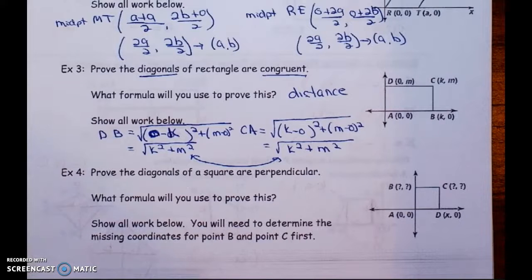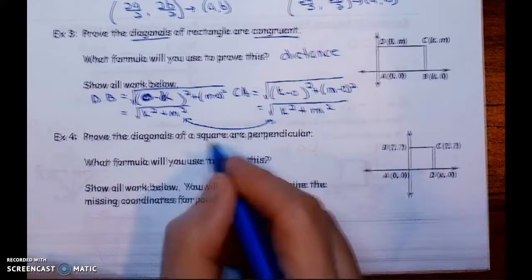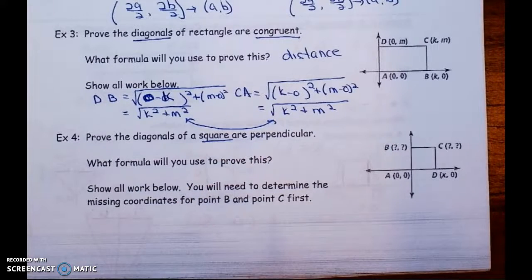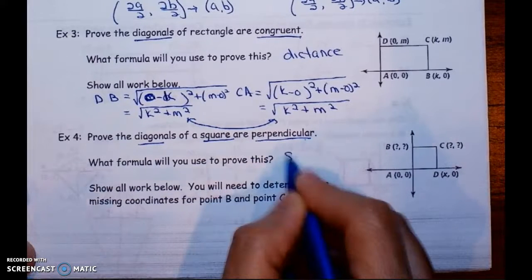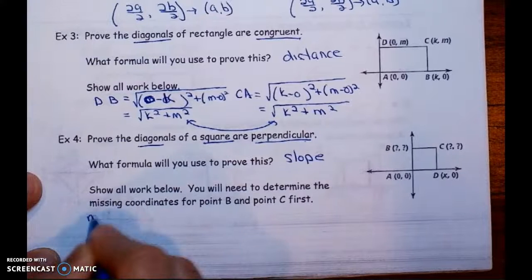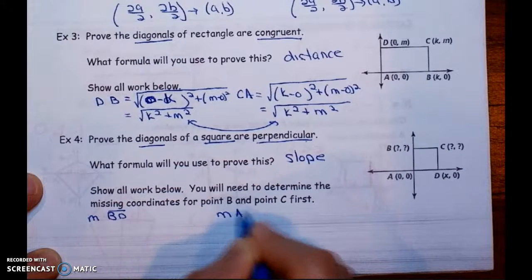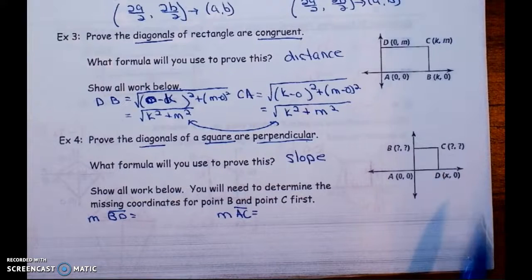Okay, last one, we're incorporating what we had done on the front as well as what we're doing here. This is a full coordinate proof. We've been given point A and D. We're also told that this is a square, and we want to prove that the diagonals are perpendicular. When we're proving perpendicular or parallel, that means we're using slope. Make sure we're looking at the diagonals, so that means we're looking at the slope of BD compared to the slope of AC. First thing we need to do is label point B and point C.